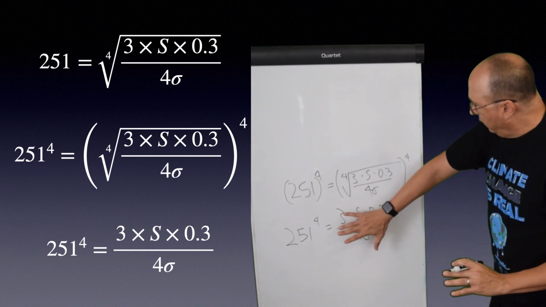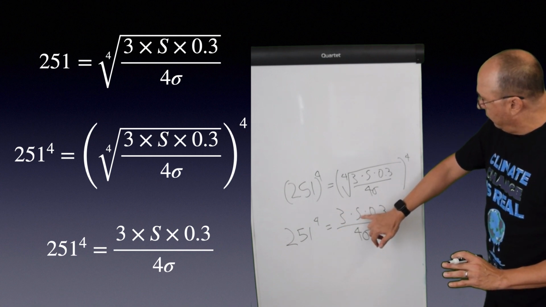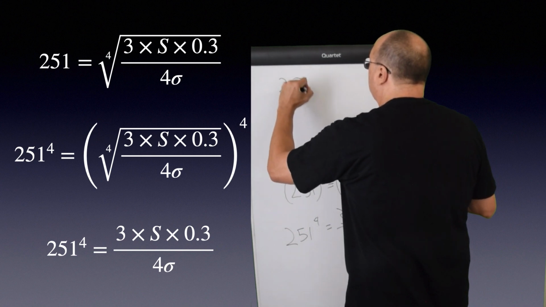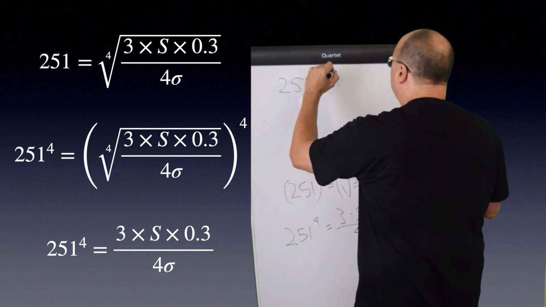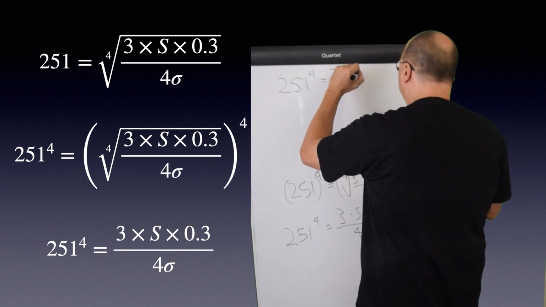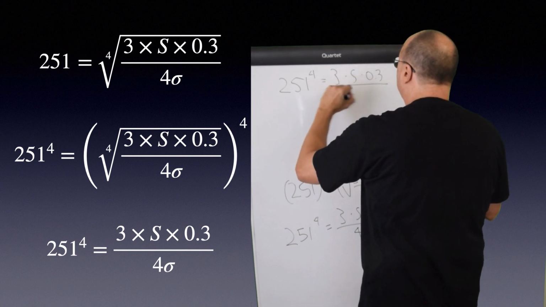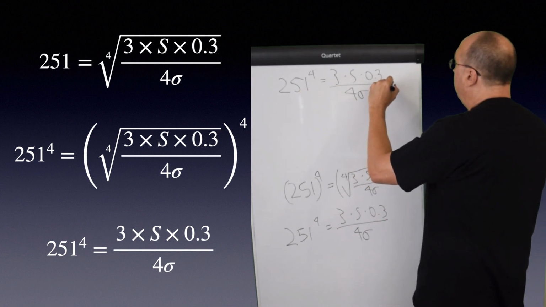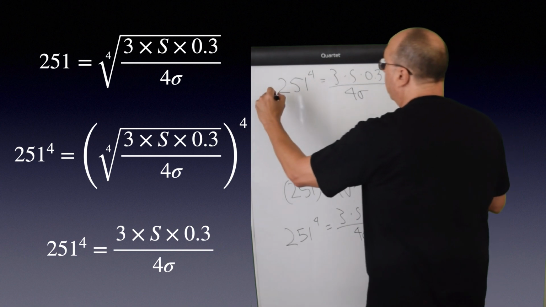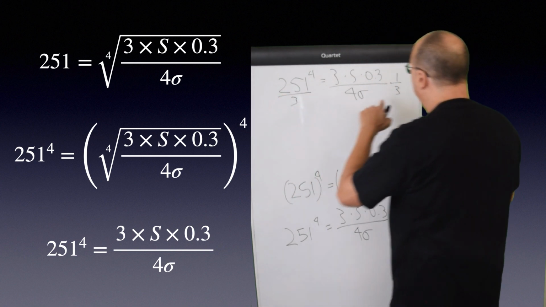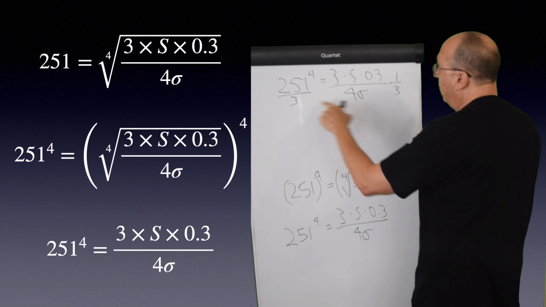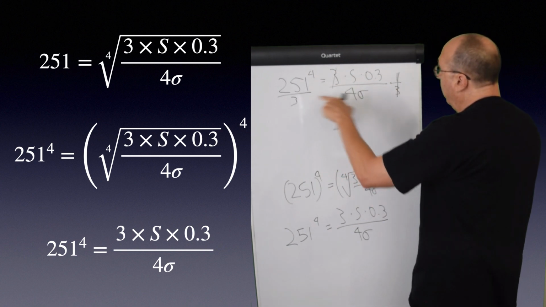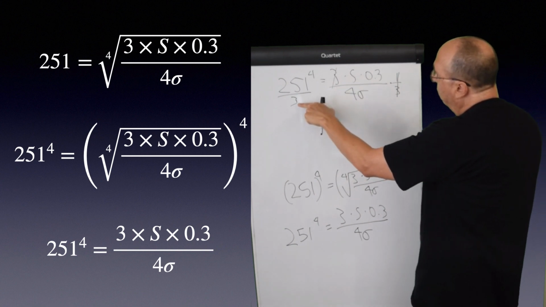All right, so once you get it in this form, you want to move everything other than the s to this side. So let me write this. 251 to the fourth equals 3 times s times 0.3 over 4 sigma. So let's get rid of this 3. Let's move this 3 over to the side. The way you do that is you multiply both sides by 1/3. So I divide by 3 or multiply by 1/3 here. I divide by 3 or multiply by 1/3 here. Now this 1/3 cancels that. So I've effectively moved the 3 over to this side.